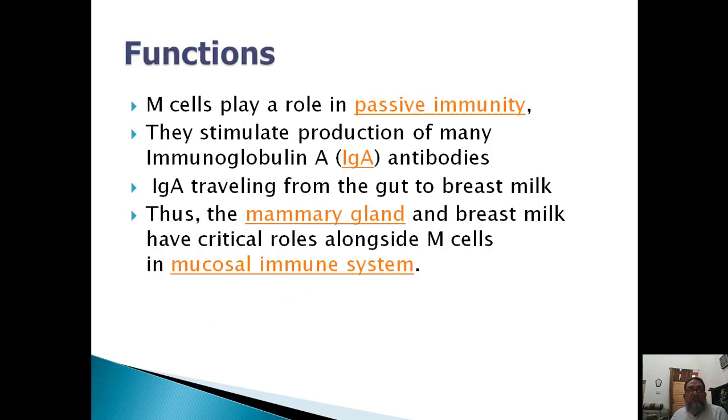What is the function of the M cell? M cell plays a role in the passive immunity. Immunoglobulin A, IgA production is a very important function. IgA travels from the gut to breast milk, thus the mammary gland and breast milk have a critical role alongside the M cell in the mucosal immune system.